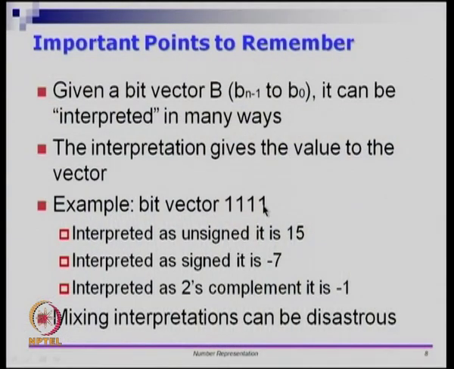So, let us look at this bit vector 1111. If I ask you what is the value for 1111, you should stop me and ask what interpretation you should use. 1111 in the unsigned representation is number 15. We have been using that all along, but the moment you use a signed interpretation, then this 1 is the sign and 111 is the magnitude. That is 7, so this is negative 7. If you interpret the same thing using 2's complement, then it is minus 1. So, we should be very careful not to mix the interpretations. Mixing one interpretation with the other can be very disastrous.